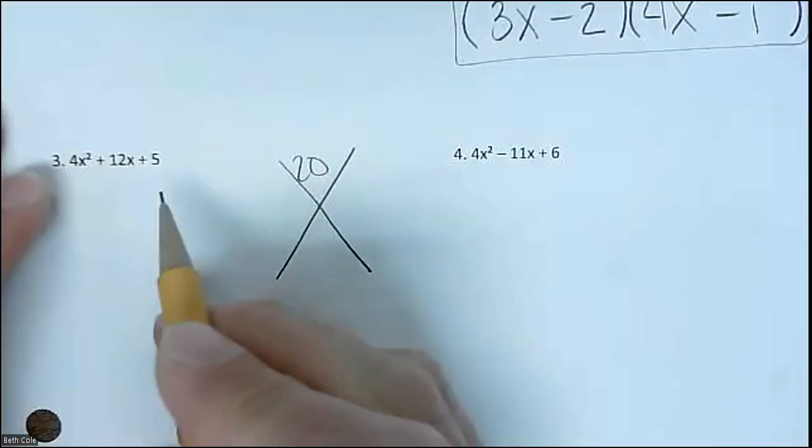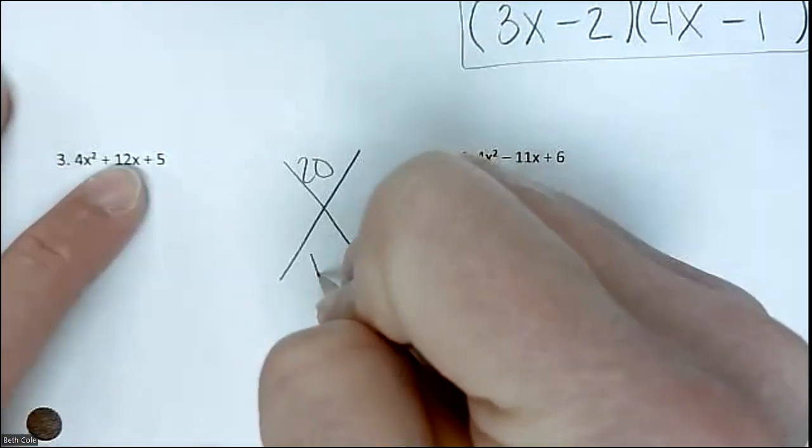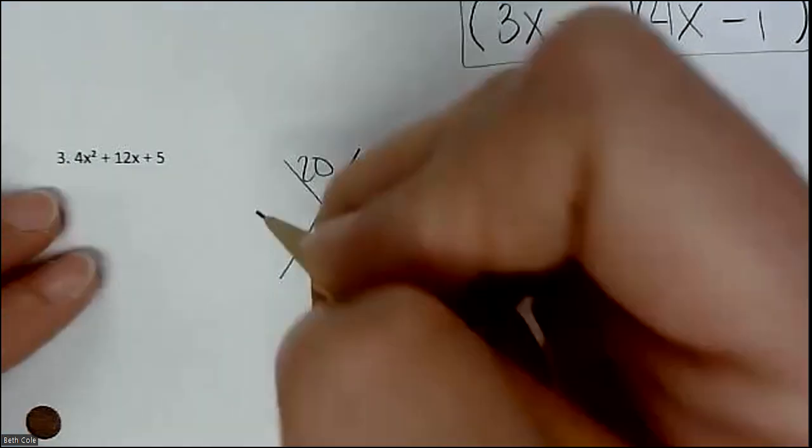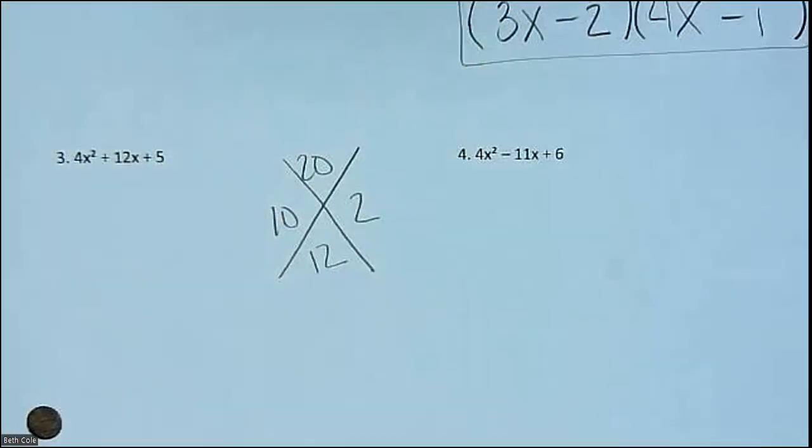Yep, 20, 5 times 4. And then 12 goes on the bottom. What's nice about this one is everything's positive, so you don't have to worry about any negative sign. All right, so you need numbers that multiply to be 20, add up to be 12. That would be 10 and 2.